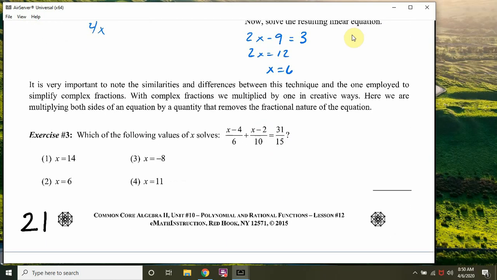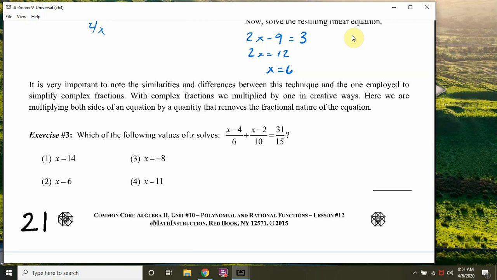It is very important to note the similarities and differences between this technique and the one employed to simplify complex fractions. With complex fractions, we multiplied by 1, the number 1, in creative ways. We found the least common multiple, but we multiplied it on top and bottom of the major fraction. Whereas in this situation, we're actually multiplying both sides of the equation by the least common multiple. So that's the big difference. To solve, we multiply both sides of the equation by the least common multiple. And to clean things up, we basically multiply by 1 over 1. Okay, so today it's all about multiplying both sides of the equation.